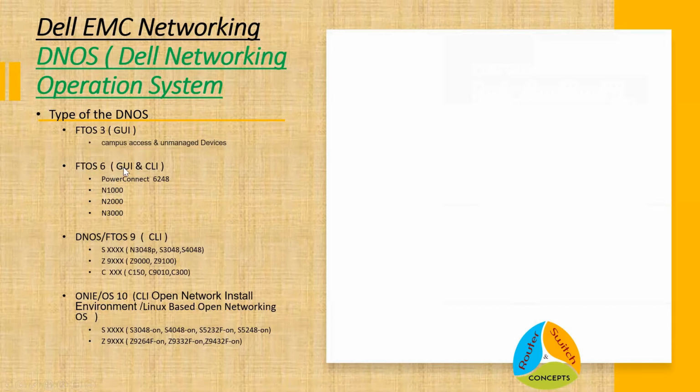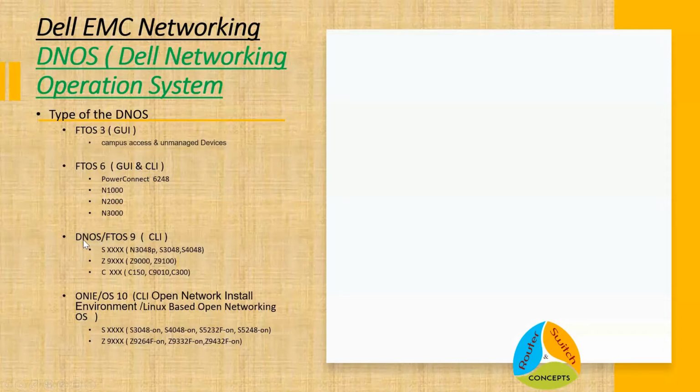F2S 6 is basically a mixture of GUI and CLI. It supports multiple devices which came up at that particular time, like PowerConnect 62 series or 6248, N1000, N2000, N3000 series. So that comes under F2S 6. Majorly, people who are old in the networking field know that they normally use CLI, they never use GUI, they never like that. Even I don't like GUI interfaces.